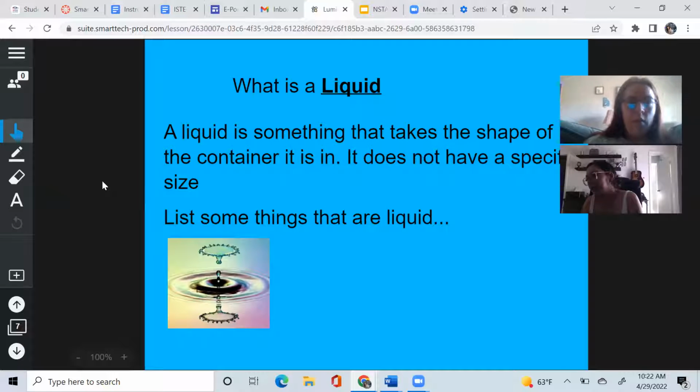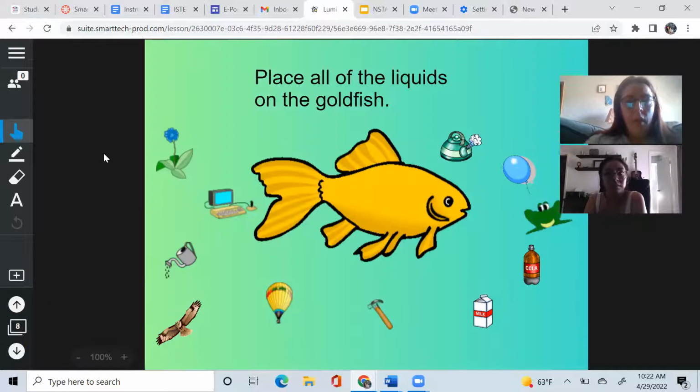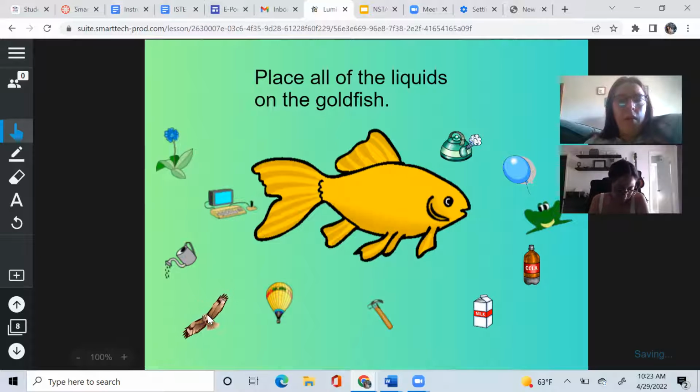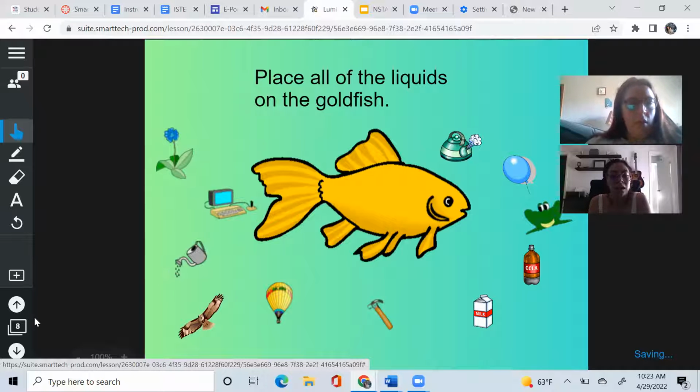Then we're going to go on to what is a liquid, basically an explanation of what a liquid is. Then, same idea as with the solid, we're going to have students brainstorm and list some things on the board of what things in their lives are liquids. Then we also have another activity, placing the different objects that are liquids into the goldfish, which is super cute and exciting. Students will have an opportunity to come up to the smart board and move the objects around and place them into the correct order and patterns of what is a liquid.